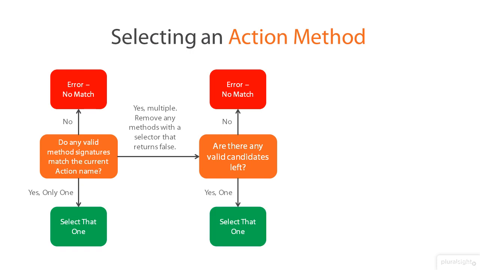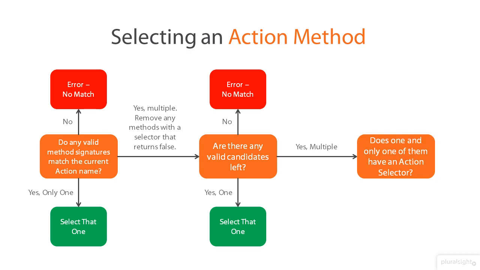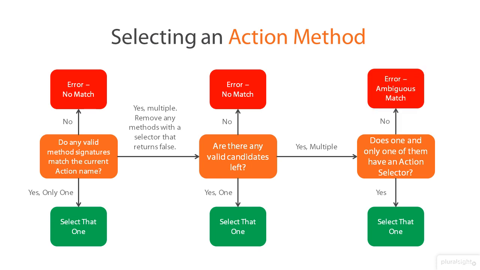Now you might also have a scenario where there is a valid method with a selector that returns true and a valid method with no action selector. If this is the case, the method with the action selector gets chosen over the one without. If multiple methods have action selectors that all return true, this again creates an error because the methods are ambiguous. Now, this chart is not necessarily a one-to-one comparison with the programmatic decision-making of the action invoker. However, it does illustrate the general logic involved. The important takeaway is that there is more to this process than just finding a method with a matching name.